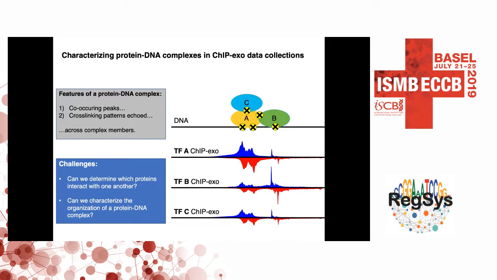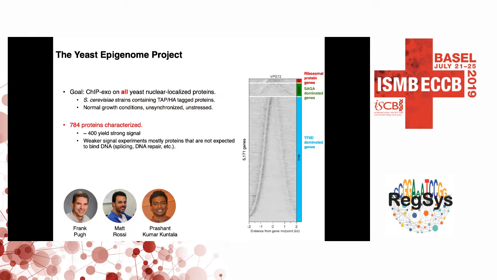So first of all, we have a large collection of ChIP-exo data available to look for potential complexes like this. This is a project that Frank Pugh and I have been working on over the last few years. We call it the Yeast Epigenome Project, or YEP for short. In this project, we're trying to characterize with ChIP-exo the genome-wide binding patterns of every protein localized in the yeast nucleus. So we've done about 800 proteins so far. Just over half of them work well, give a strong signal.